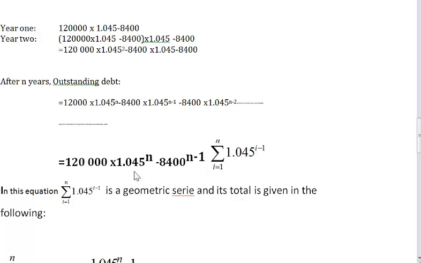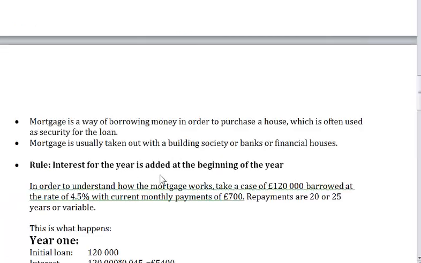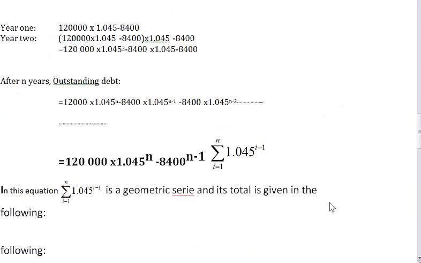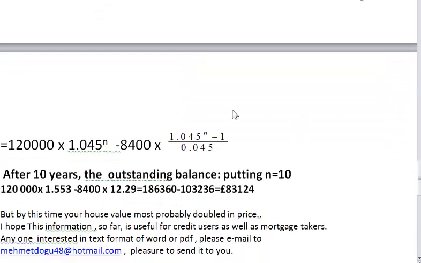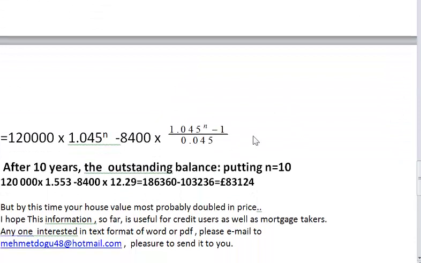120,000 times 4.5% interest rate, n years, and power of the n, 10 years. Just to give you another example underneath. If you go a little bit further up, on the right hand side of this formula, there is a sigma expression that represents a geometric series, and that's the total of it. Usually it's given like that as an end total. If you put it back again, substituting, you get this formula.